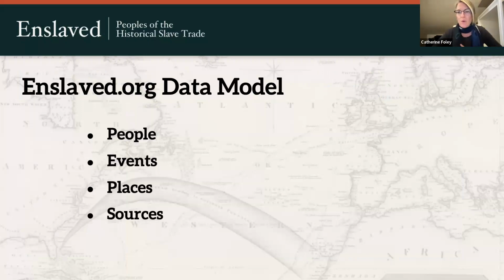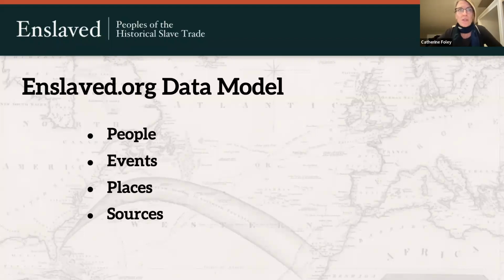So Enslaved.org developed a data model to help structure these spreadsheets and data points on people in the historical slave trade. And it has four major components. The first element is people, as Daryle has described, and these would be enslaved people, but also enslavers, those who participated in the slave trade.